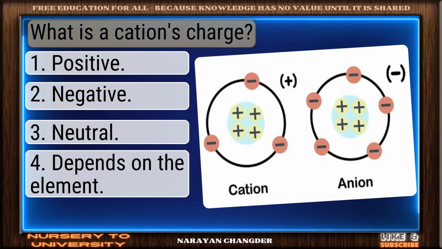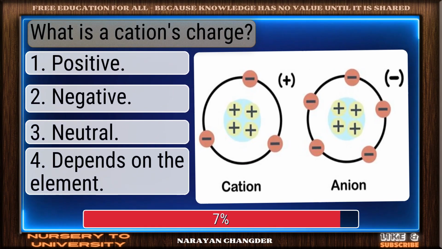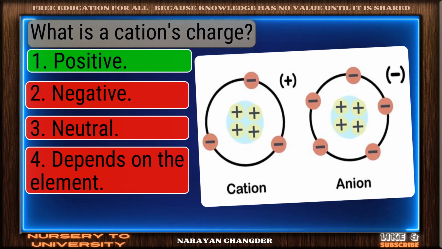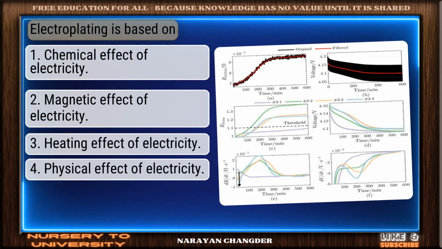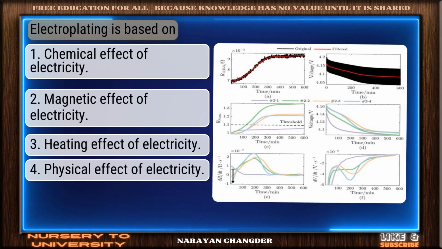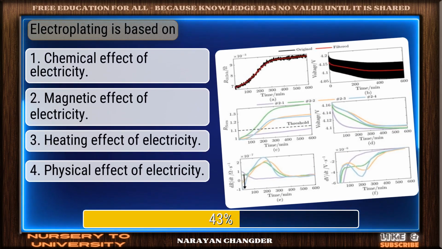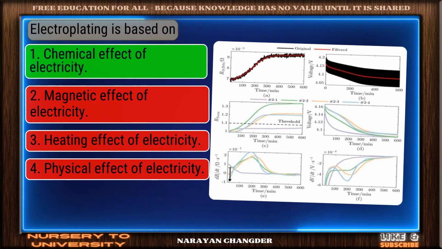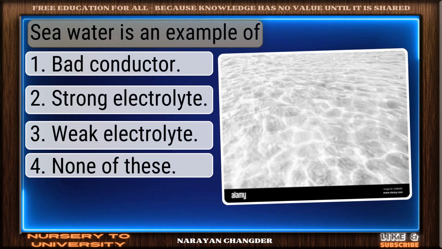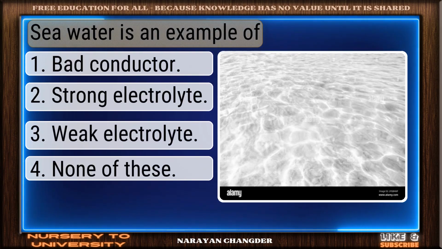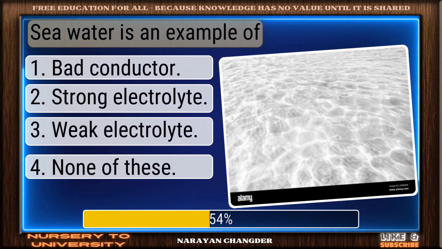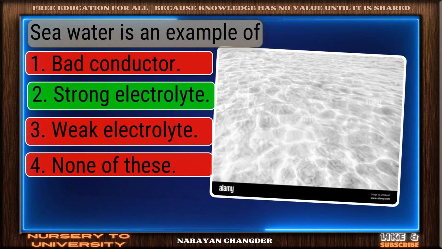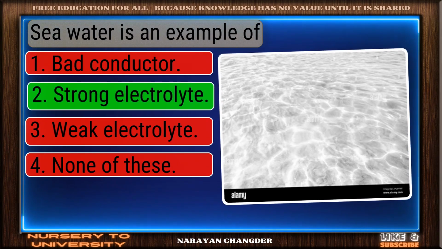Question number 258. What is a cation's charge? Valid point. Positive is true. Question number 259. Electroplating is based on? On track. Chemical effect of electricity is the correct answer. Question number 260. Seawater is an example of. Smart move. Strong electrolyte is an accurate answer.